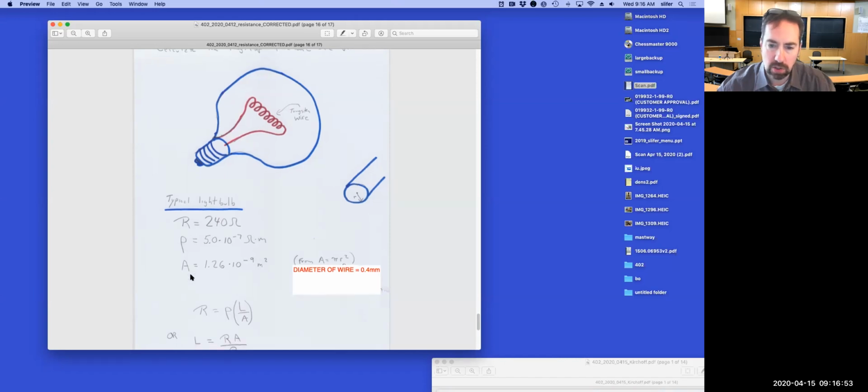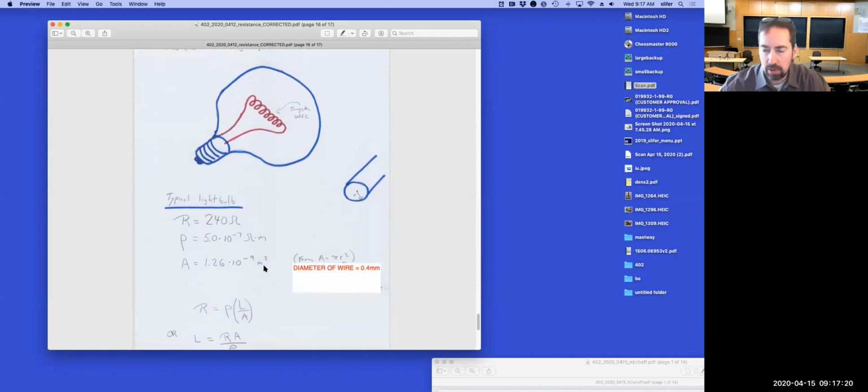And then the cross-sectional area, if I look at this wire head on, in the statement of the problem, I'm telling you that the diameter of this wire is 0.4 millimeters, and I have to divide that by 2 to get the radius. I square that, multiply by pi, and I can get that cross-sectional area. So I get this absurdly small number for the area, 1.26 × 10⁻⁹ meters squared.